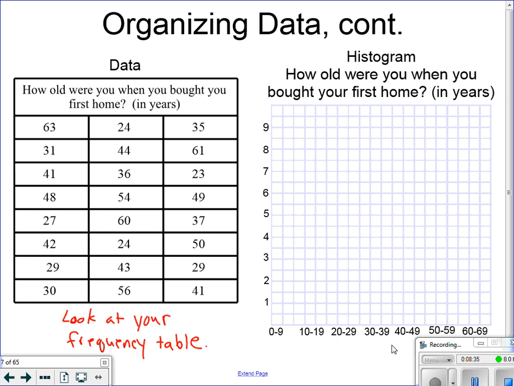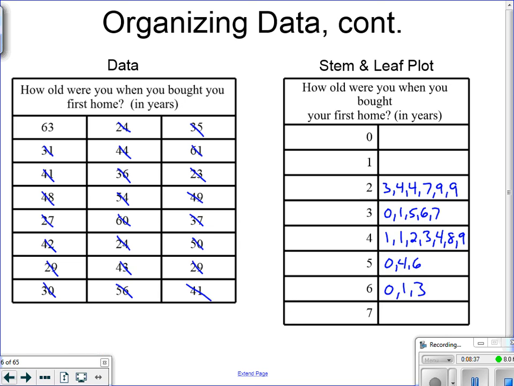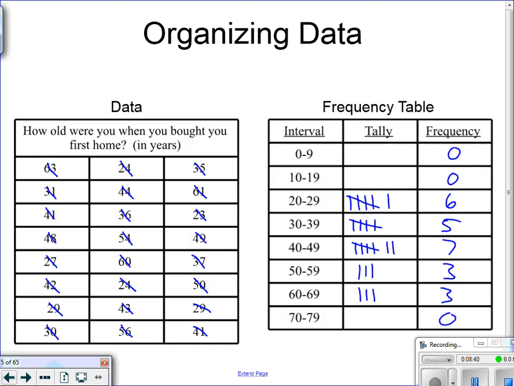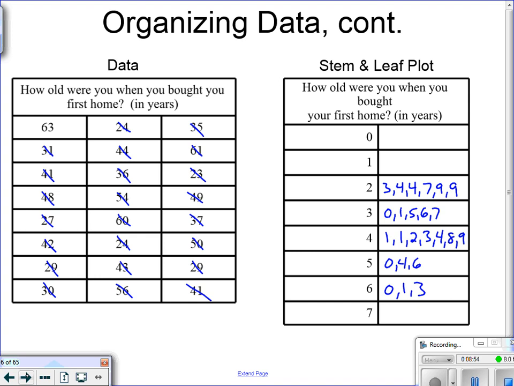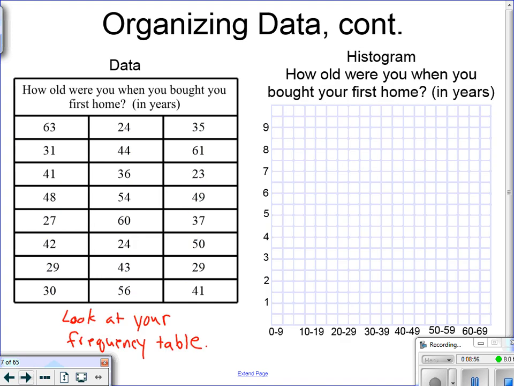So if I go back to my frequency table, I see that from 0 to 9 and 10 to 19 there was nothing in there, so I don't have to worry about making a bar there. From 20 to 29, the height of that was 6. So I go back to my histogram here. In my bar from the 20 to 29, I'm going to go up to 6 on that and make my bar. And I'm just going to fill it in a little bit here so we can see it okay.